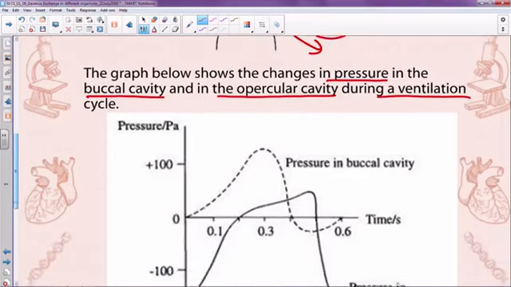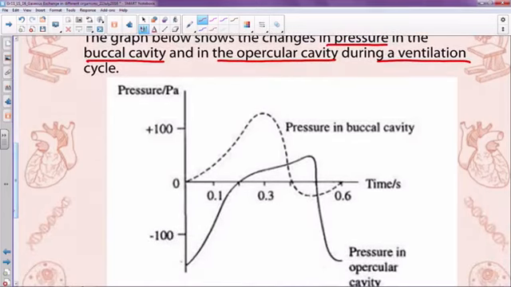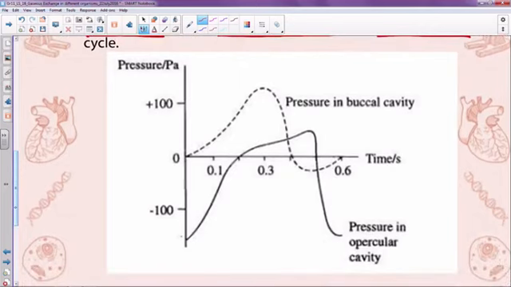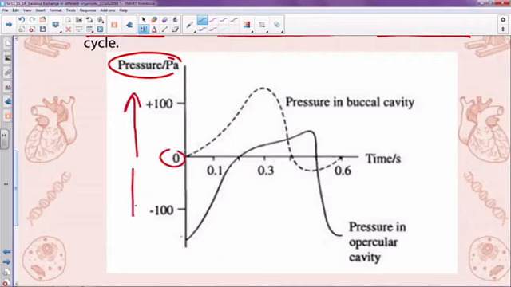So the ventilation cycle refers to the cycle of events that occurs when water enters the buccal cavity and passes over the operculum for gaseous exchange to occur. This graph shows you the pressure. It shows you pressure 0 and pressure 100, and then a negative 100. It shows you two illustrations.